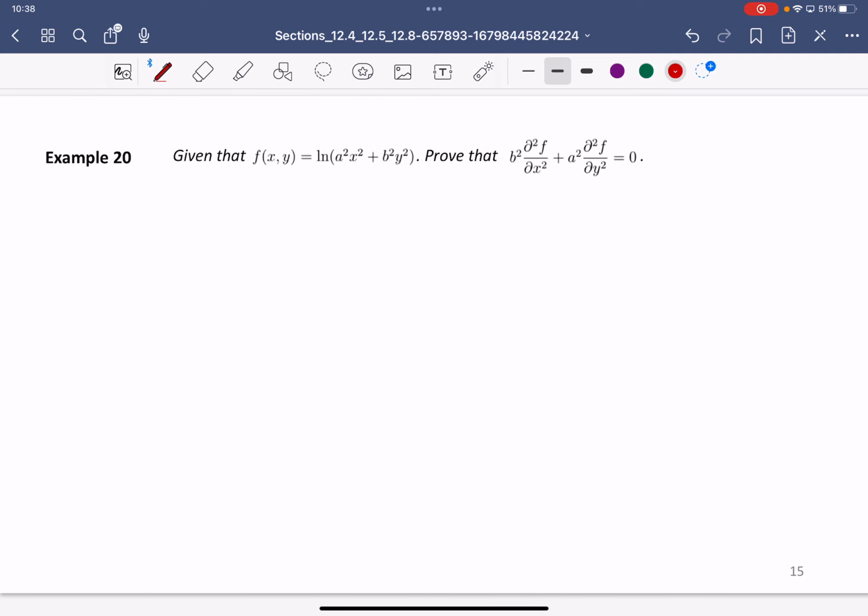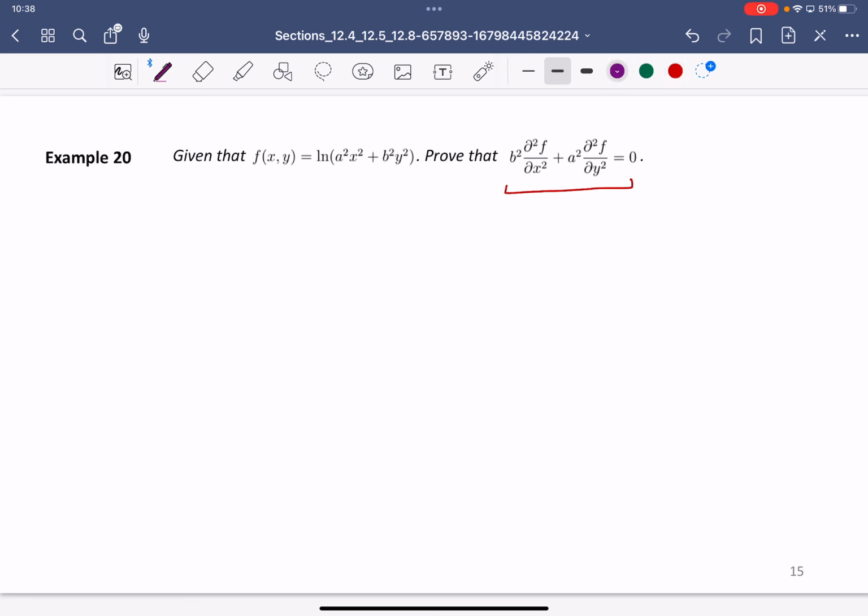Example 20: given that f(x,y) equals log of a squared x squared plus b squared y squared, can you prove that this equation is correct? So b squared times the second derivative with respect to x, plus a squared times the second derivative with respect to y, equals 0. So let's do it here.